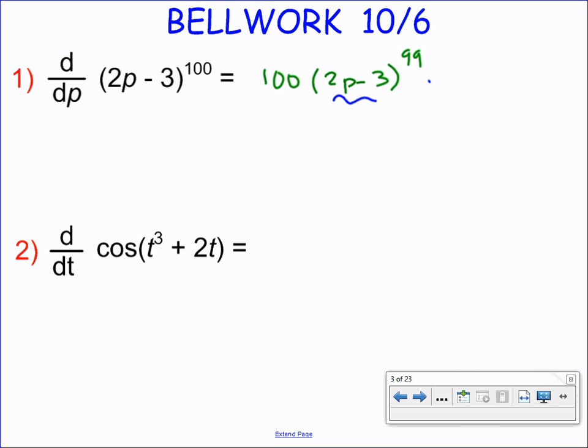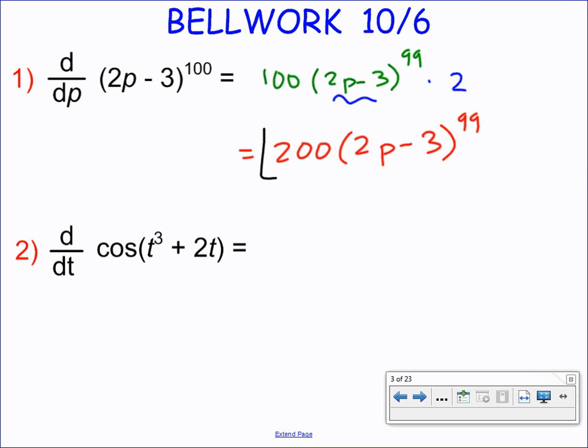And this will now handle composite functions, right? That is the chain rule. So I still need to include times the derivative of the base with respect to p, which is the 2. And that's why our final answer should be 200 times (2p minus 3) to the 99. So raise your hand if you already had that. If you guys already have that, awesome work, you guys.